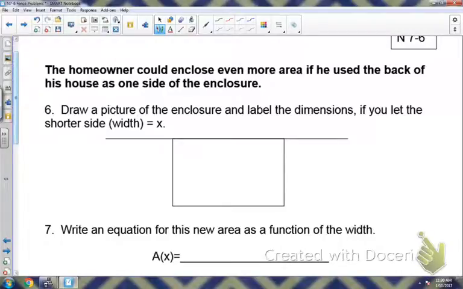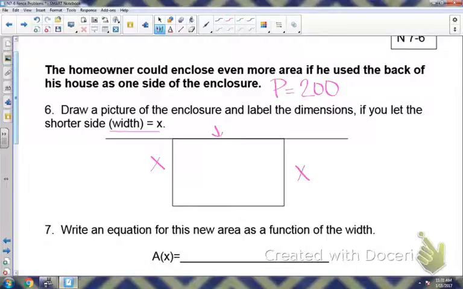If you let the shorter side, which is your width, equal x, so our width is going to equal x, but we don't know what the length will be. And then notice this time we're only going to have 3 sides. We're not going to include this side here for the fencing. Okay? So our perimeter is still the same as the front. The perimeter was 200 because that's how much fencing he has.